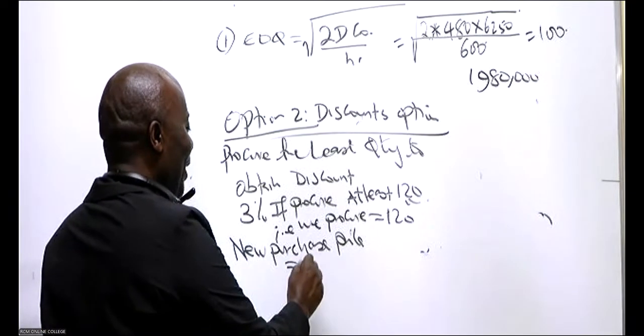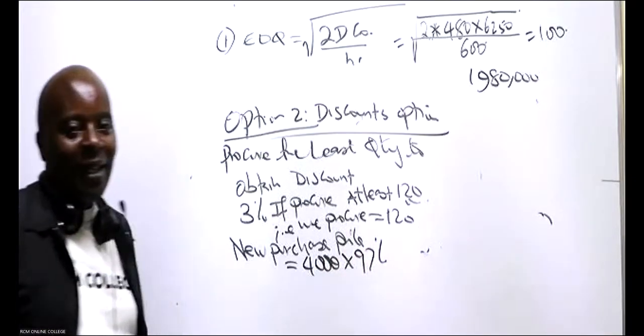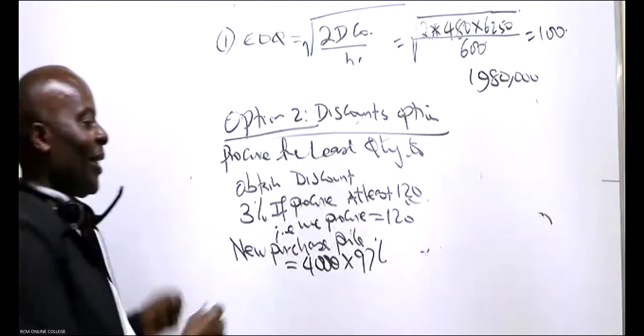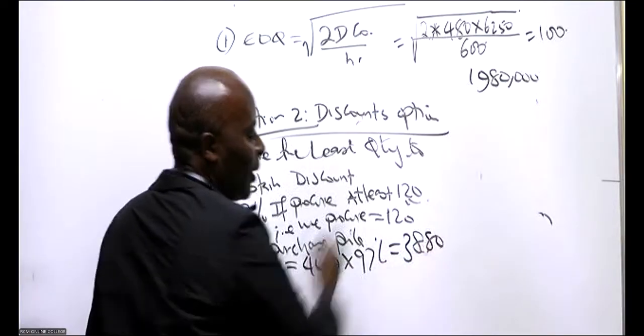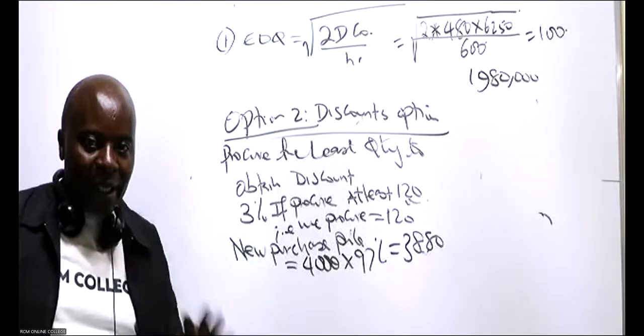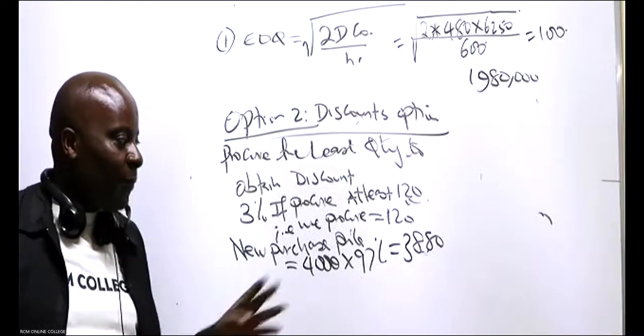New purchase price, so it will be 4,000 but now less the discount. Which gives us 3880. So now this is 3880, because 3% is taken off 100. 3% is a discount, yeah? So 100 minus 3% gives us 97.